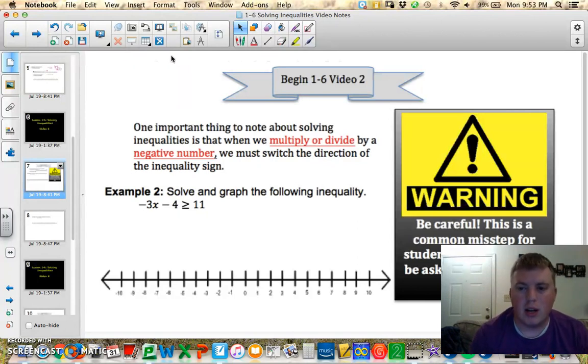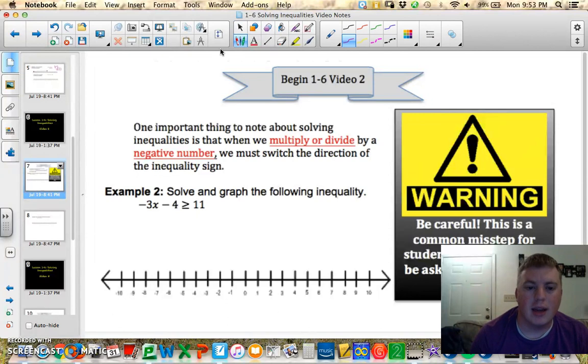We put a big warning label in your packet for this. Make sure that you are paying attention to this step. It will throw your answers off if you do not remember to do this. But let's go ahead and jump in and see what this kind of problem would look like.